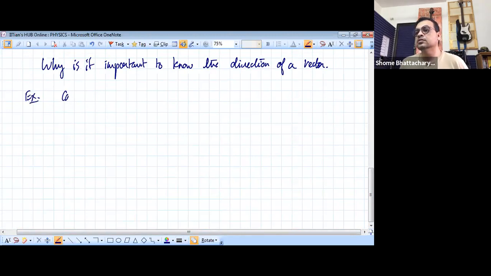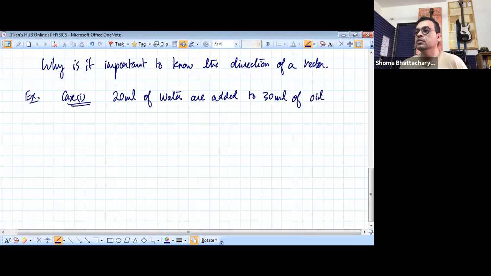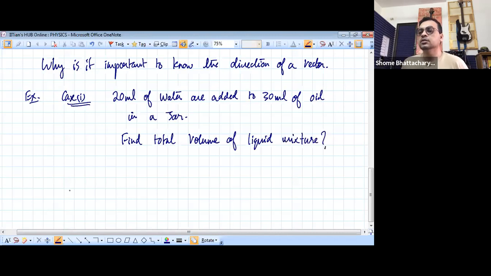So an example in one case, what I'm doing is that 20 milliliters of water are added to 30 milliliters of something else. Let's say, you know, we have oil in a jar. And we want to find the total volume of liquid mixture. So that's case one. And another case, what we say is that, yes, correct, that is 50 milliliters, that's correct.